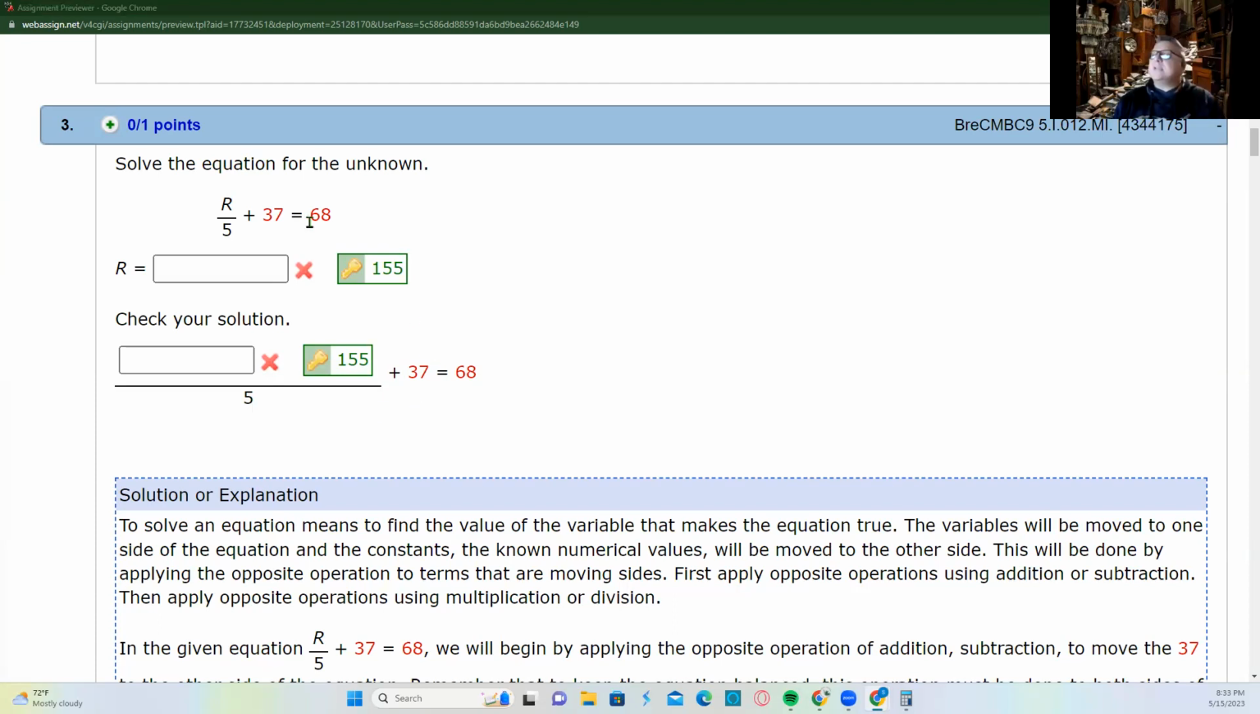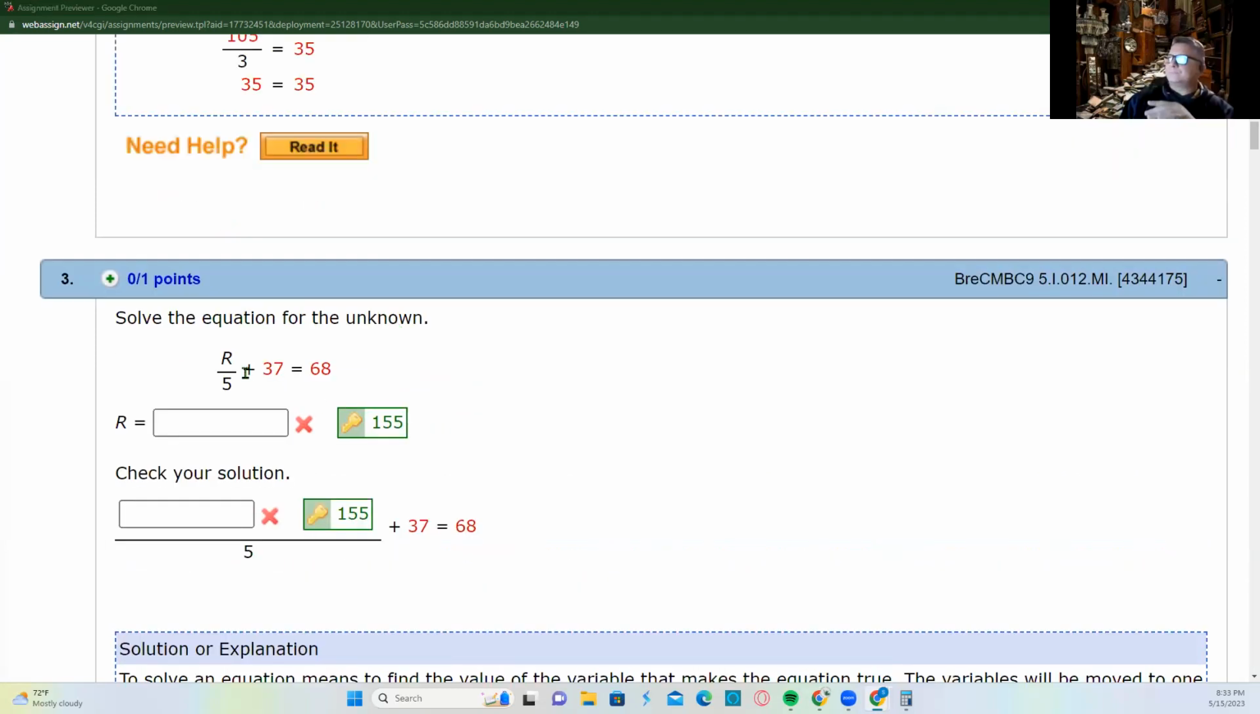Okay, the equation here. Now, let's just look at this on its own. R is our variable. On this side of the equal sign, we have the 5 keeping it from being by itself. We also have the 37, keeping it from being by itself. So we have to move all those numbers to the right side of the equal sign.